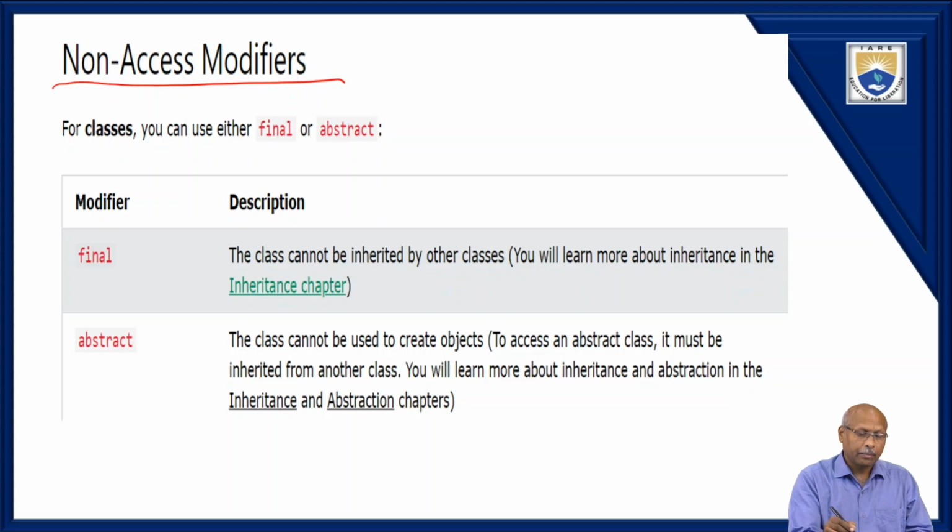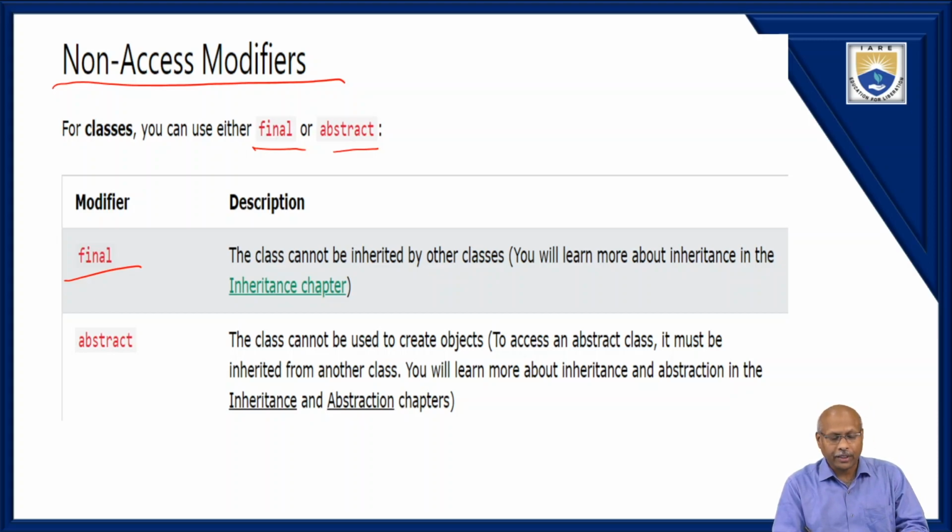Similarly, there are non-access modifiers. For classes, you will use either final or abstract. These are the two non-access modifiers. Final you can use before the class, and abstract also you can use before the class. If you write final before the class, then the class becomes final. That means you cannot extend it. This class cannot be inherited by another class. Similarly for abstract, the class cannot be used to create objects. You can specify only abstract information.